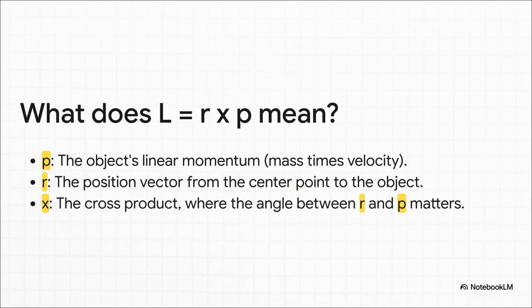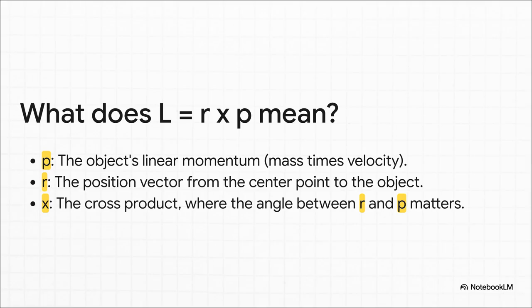That equation is really just three simple ideas mashed together. First, P is just the object's linear momentum, basically how much oomph it has. Then there's R, which is simply how far the object is from the center of the spin. And that X? That's something called a cross product, which is just a fancy way of saying that the angle between the object's motion and its distance from the center is absolutely crucial. Think about opening a door. You get the best result, the most spin, when you push on the edge, far from the hinges, and you push straight on, at a 90-degree angle.